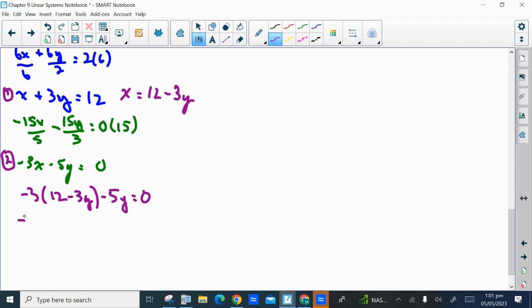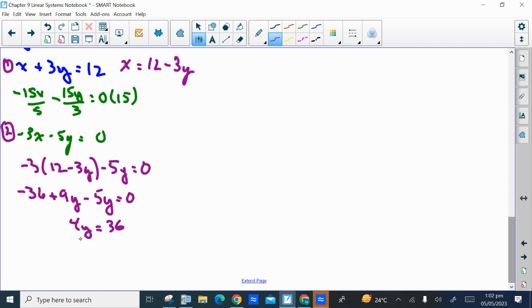Negative 3 times 12 is negative 36. Negative 3 times negative 3y is positive 9y. 9y take away 5y is 4y. And on the right side, when you add 36 to both sides, 0 plus 36 gives you 36. Dividing both sides by 4, our y value is positive 9.